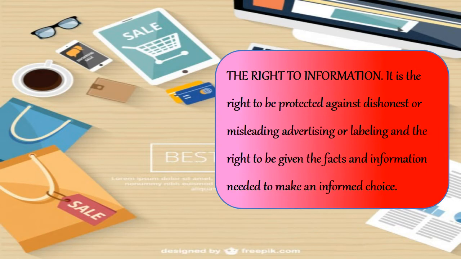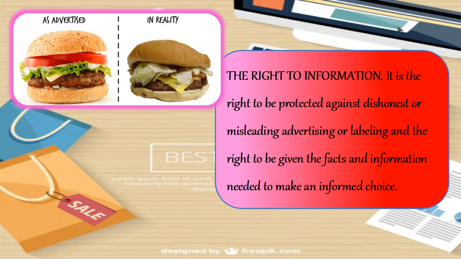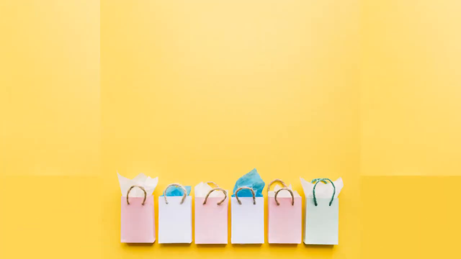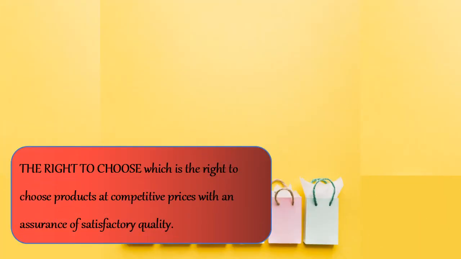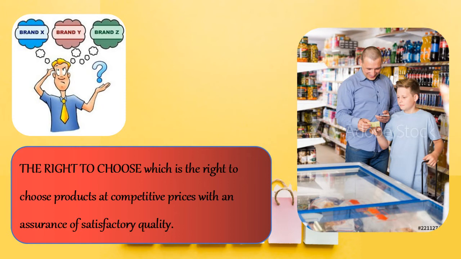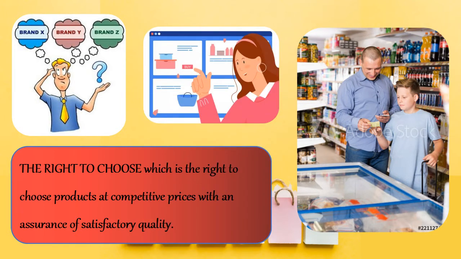The third consumer right is the right to information, which is the right to be protected against dishonest or misleading advertising or labeling, and the right to be given the facts and information needed to make an informed choice. The fourth consumer right is the right to choose, which is the right to choose products at competitive prices with an assurance of satisfactory quality.